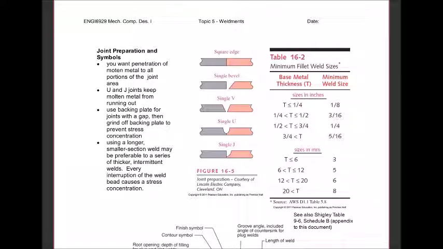Now, how do we describe welds on drawings and whatnot? Well, all these different types of welds require a different preparation, and they have a different symbol. Okay, so the square edge joint here, we have a bevel, V, U, and J. We want penetration of the molten metal to all the portions of the joint area. If we use the U and the J, then the molten metal doesn't run out the bottom. We may need to use a backing plate with some of those other welds and then grind off or chip off the backing plate. All right.